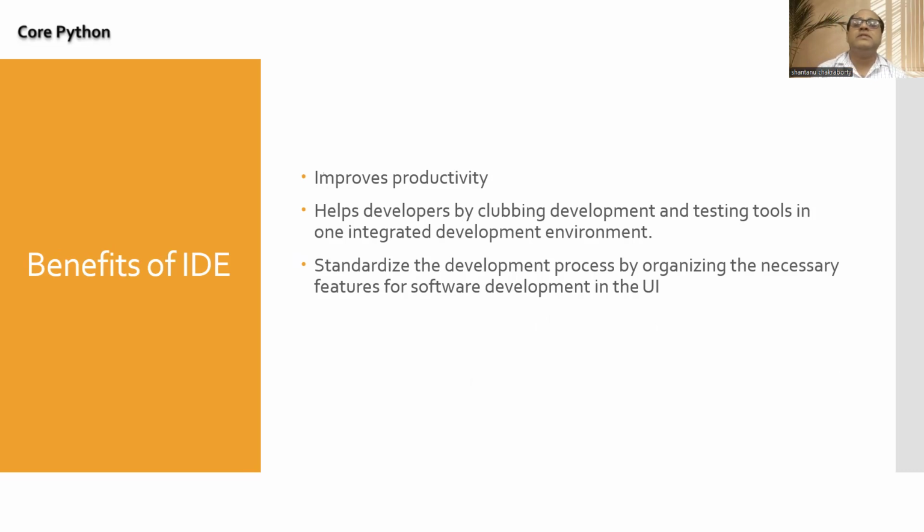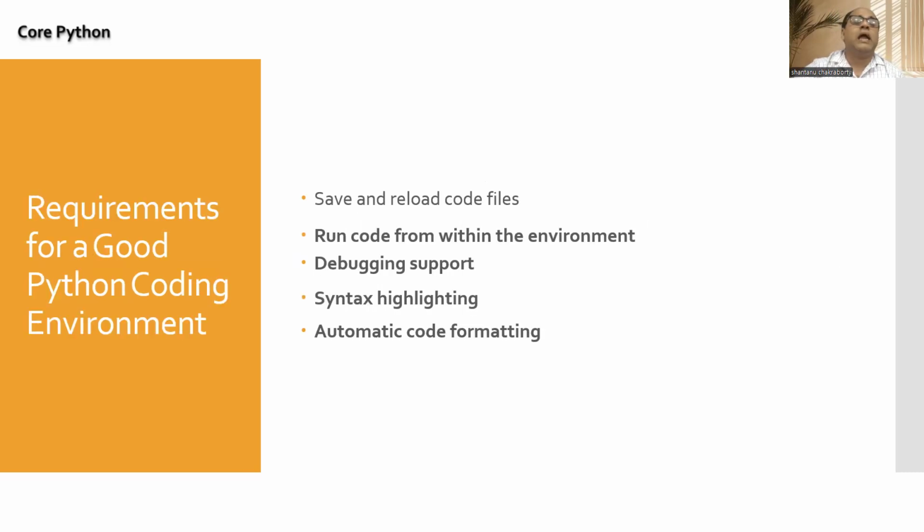There are various benefits that one can derive from using an IDE in Python. Number one, it provides the development and testing tools in one integrated development environment. It standardizes the development process by organizing the necessary features required for software development. A good programming language and coding environment plays a very important role because we can run the code from within the environment. We can use different debugging tools. We can use the syntax highlighter and automatic code formatting.